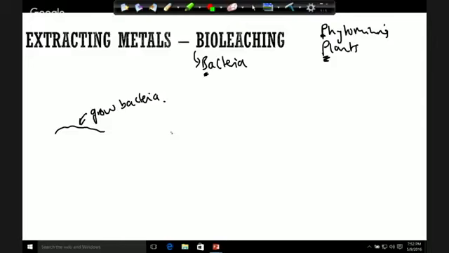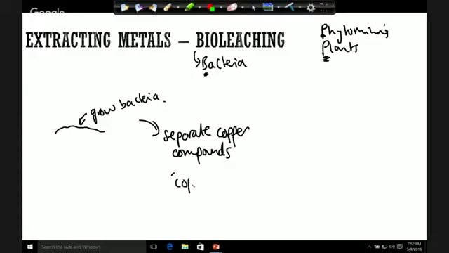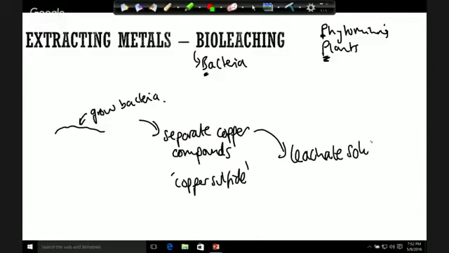And the bacteria are really good at separating copper compounds. It's really good for them because they get some energy by doing that. So they separate the copper compounds like copper sulfide, for example, and then they produce a leachate solution. Okay, so we need to remember that leachate solution. Bacteria produce that leachate solution containing copper.